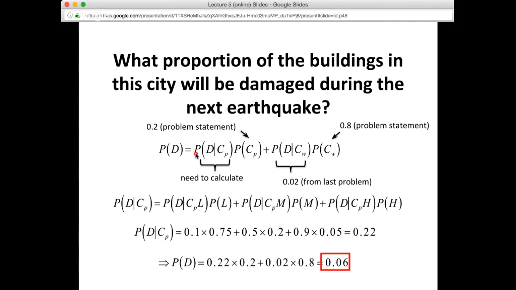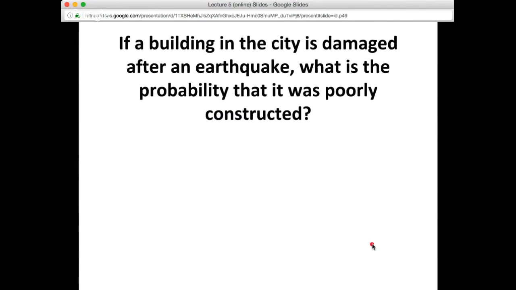And so we can then plug all of these numbers in: 0.22 times 0.2 plus 0.02, or 2%, times 0.8, and we get 6%. So 6% of the buildings in this city will be damaged during the next earthquake, given what we know about those buildings.